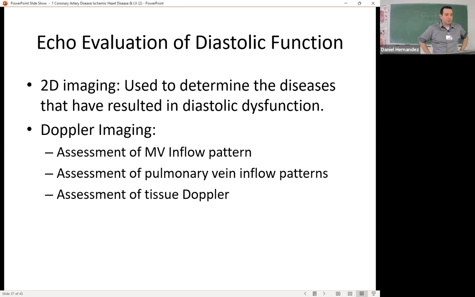Just remember, when we're doing our tissue Dopplers, this is actually measuring relaxation of the myocardium. This is going to indicate our relaxation, or the mitral annulus moving away from the apex, moving back towards its relaxation position. So our tissue Doppler measurements measure velocities and movement of that mitral annulus during diastole. It's a moving back of that annulus to its resting position.